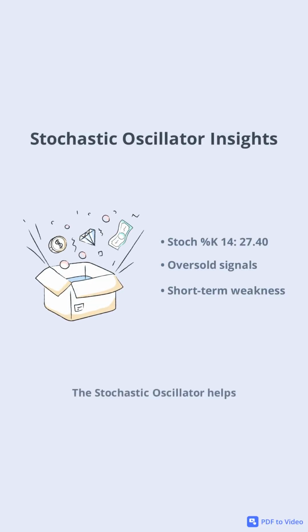The stochastic oscillator helps identify overbought and oversold conditions. Meta's 14-day %K is 27.4 and %D is 37.14, both below 50, indicating the stock is closer to oversold territory. The 5-day values are even lower, suggesting recent weakness. However, the 21-day values are higher, hinting at some recovery. These oscillators are useful for timing entries and exits, especially in range-bound markets.